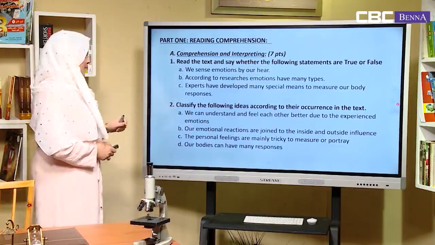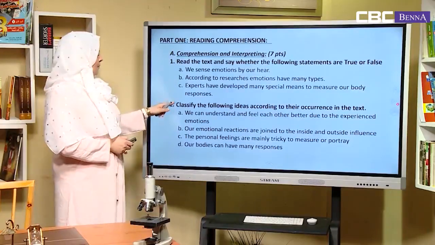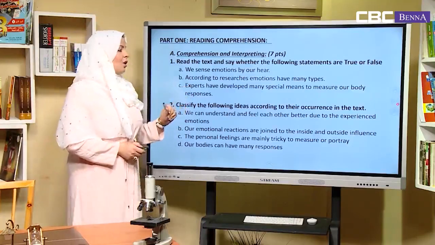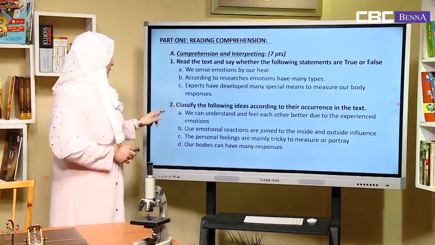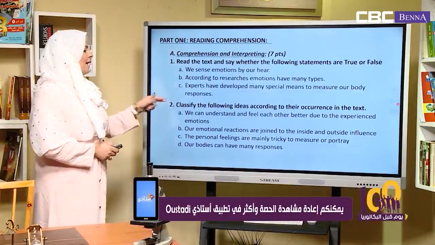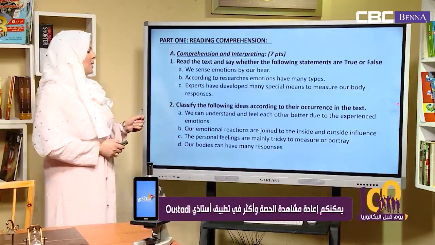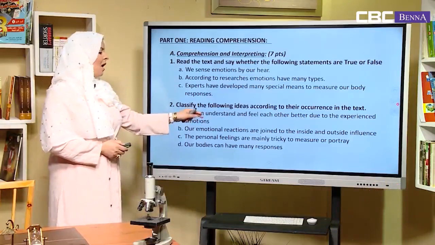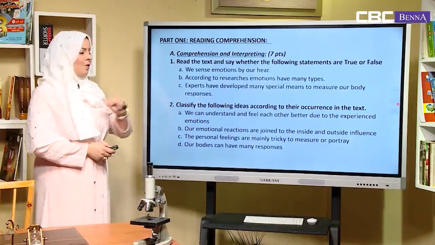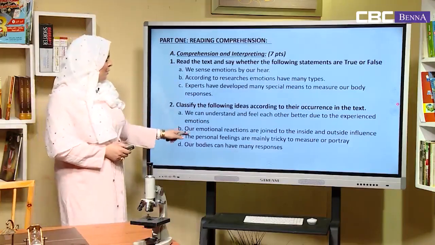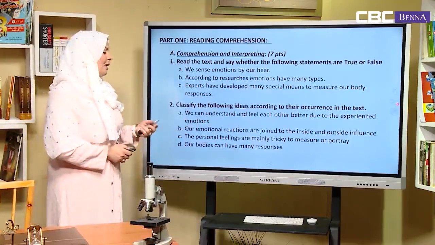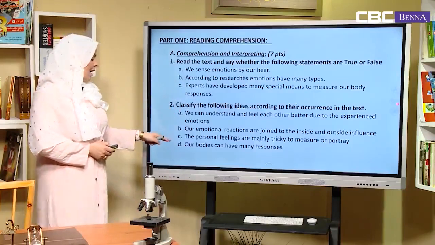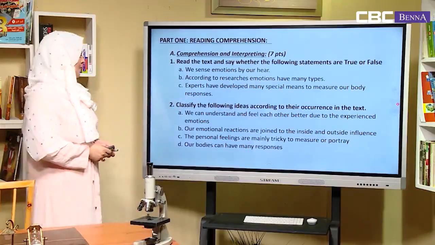Let's move to the second activity. Classify the following ideas according to their occurrence in the text. A. We can understand and feel each other better due to the experienced emotions. B. Our emotional reactions are joined to the inside and the outside influence. C. The personal feelings are mainly tricky to measure or portray. D. Our bodies can have many responses.